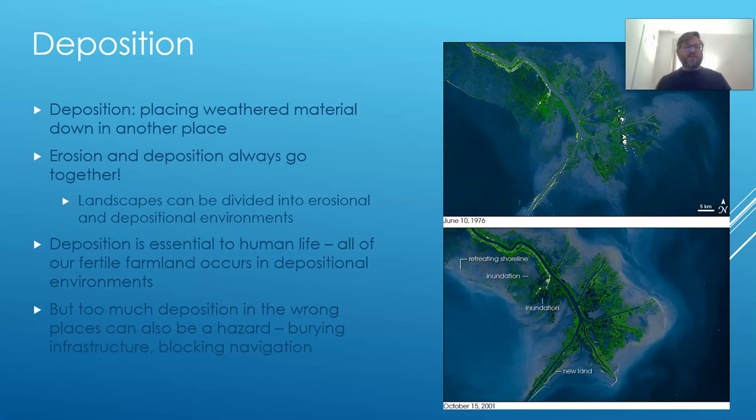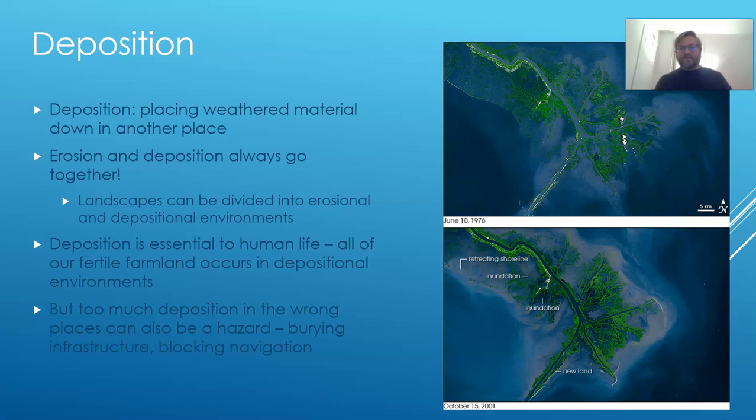It's important to remember that erosion and deposition always go together. You can't have erosion without deposition and vice versa, right? There's nothing to deposit if nothing has eroded, but once things erode, they've got to go somewhere. They've got to get deposited somewhere. So these two things always go together. The sediment that's being moved has to start by getting eroded and end by getting deposited.